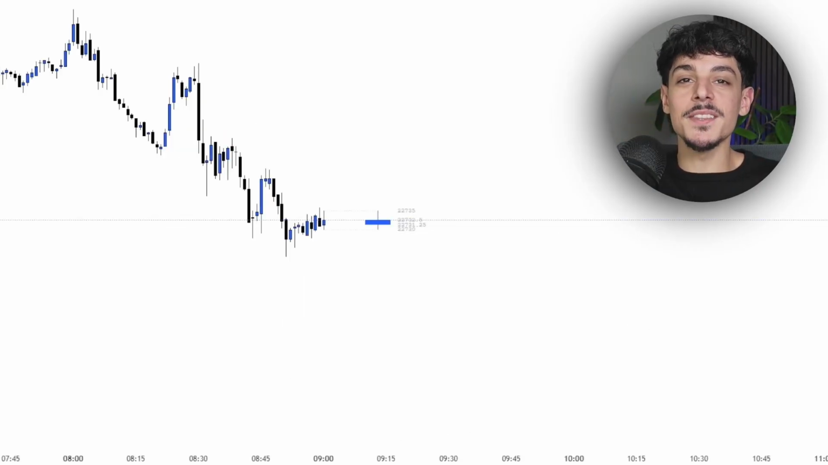All right, let's make this real. Check this out. We're on the 1 hour chart, and this candle right here is the perfect example of what a bullish reversal candle actually is.